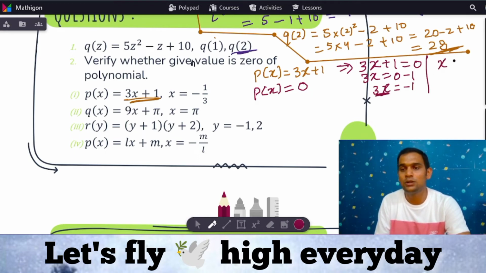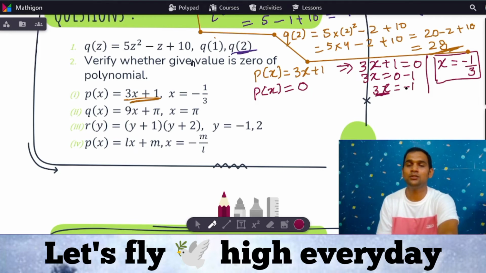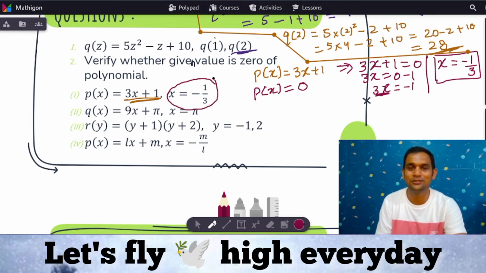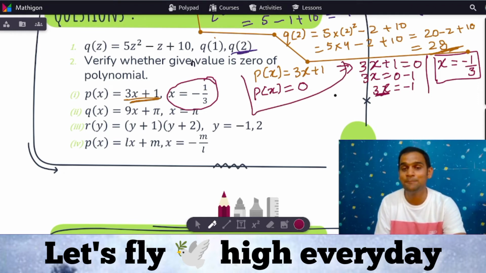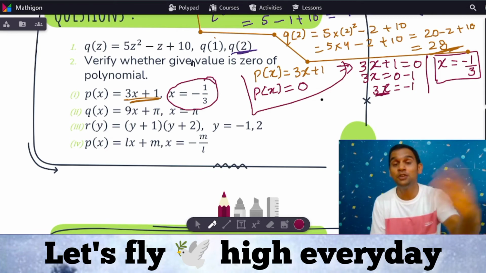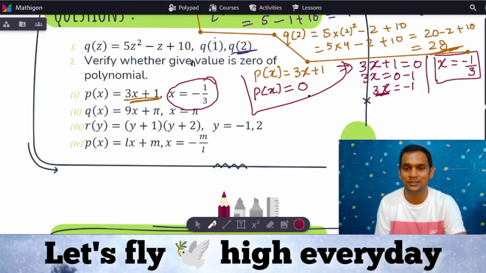So x equals minus 1 divided by 3. So x is equal to minus 1 by 3. Yes or no? I hope that makes really nice sense. So over here we have found x equals minus 1 by 3. Quickly verify that if we substitute the value of minus 1 by 3 in p of x, whether we are getting the value of this polynomial as 0.